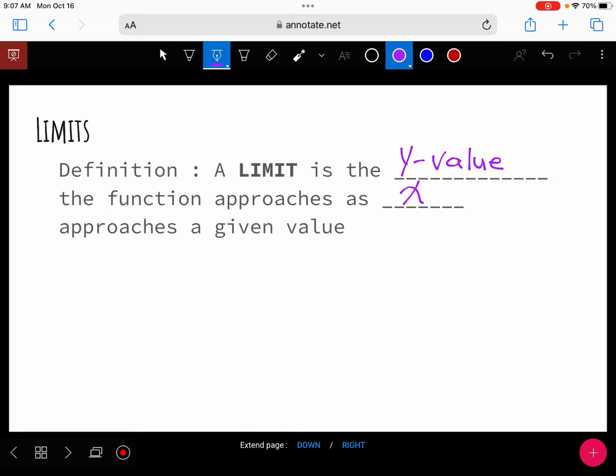So a limit is the y value the function approaches as x approaches a given value. And we're going to start by doing this with pictures, which is why we have the two different graphs that we're looking at on the paper. And then tomorrow we're going to do it algebraically.